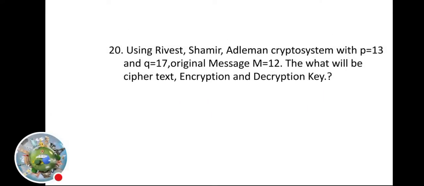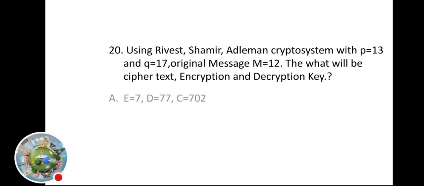Question number 20. Using RSA crypto system with P equals to 13, Q equals to 17, original message M equals to 12, what will be the ciphertext, encryption and decryption key? Now you have to find out the ciphertext, encryption and decryption key.